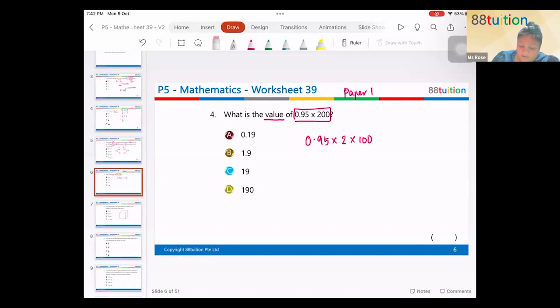Or you can write it down. Which is better, to write down this or to write it this way? Which one is better, number 1 or number 2? All right, very good. A lot of you chose number 2. So multiply first. That means shift this 2 decimal places to give you 95 times 2 equals 190. Yeah, so it's 190.